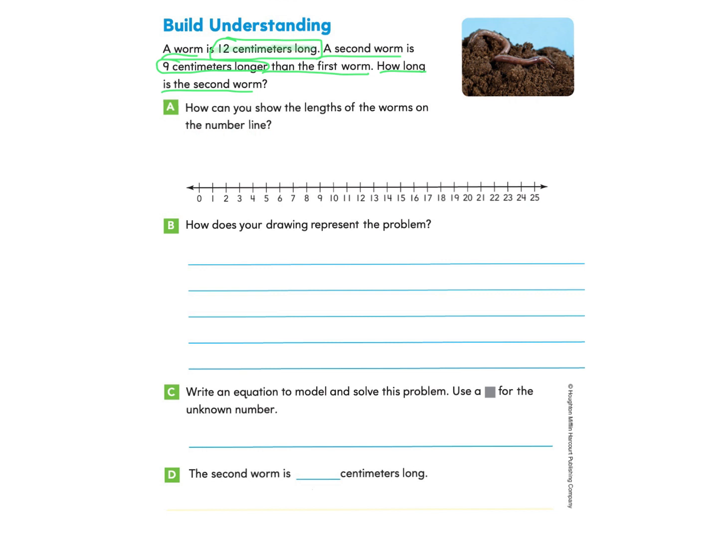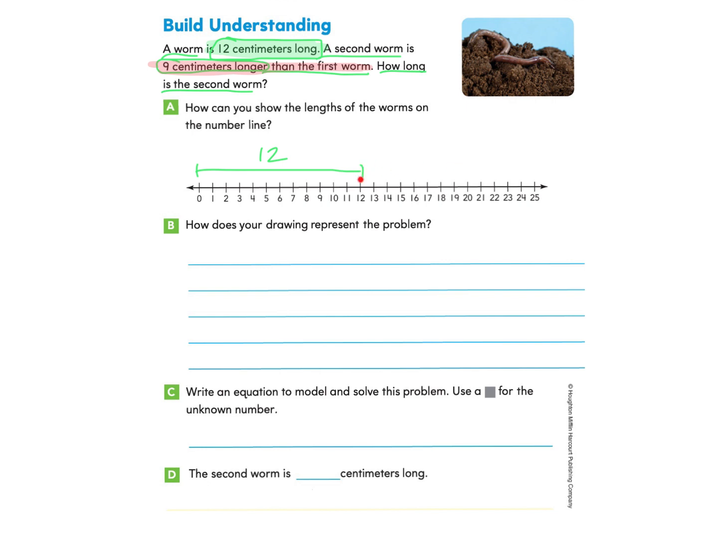Well, I know that the first worm is 12 centimeters long. So I'm going to draw that first worm. Find the 12. Here's my first worm that's 12 centimeters long. Then I read that the second worm is 9 centimeters longer than the first worm. So the second worm is already 12 centimeters. So from here, the second worm is 9 centimeters longer.